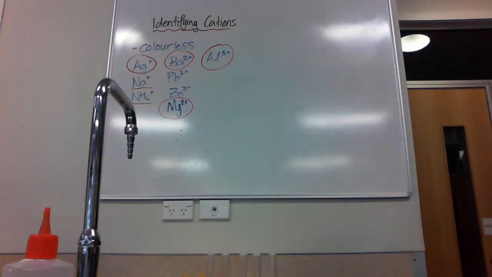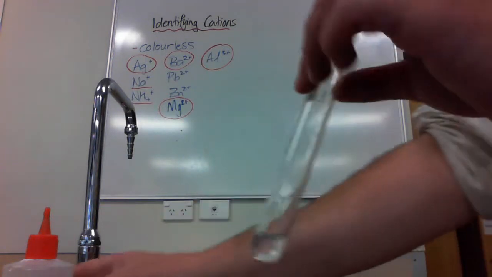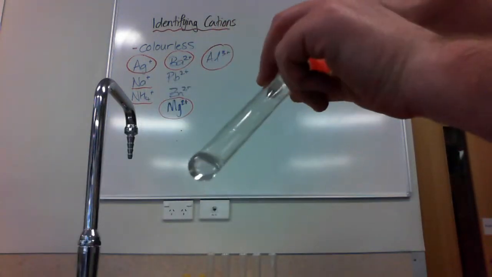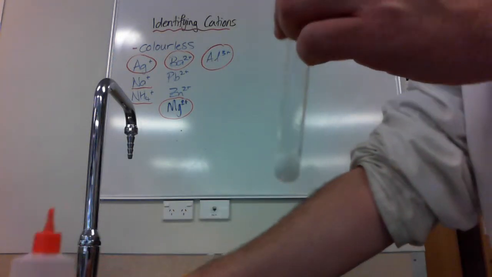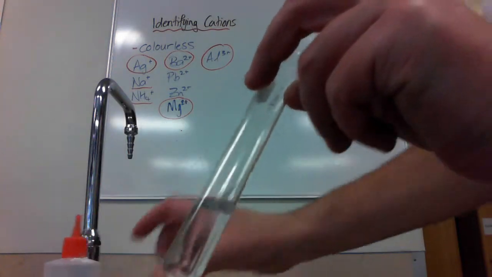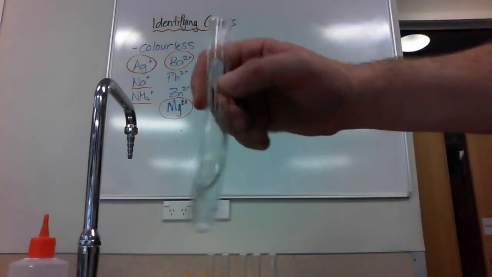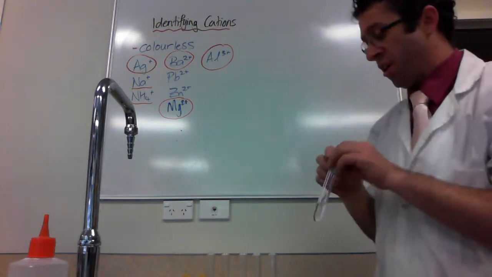Right, we have nearly identified all of our colourless cations. We've got 2 to go, lead and zinc. So this is going to be one of those 2. Just like in all the others, we're going to start by adding a couple of drops of sodium hydroxide. And not surprisingly, we get a white precipitate. What we're then going to do is add excess of this, and lo and behold, it redissolves. This is what I'd expect from both lead and zinc, so this is not a surprise at all.